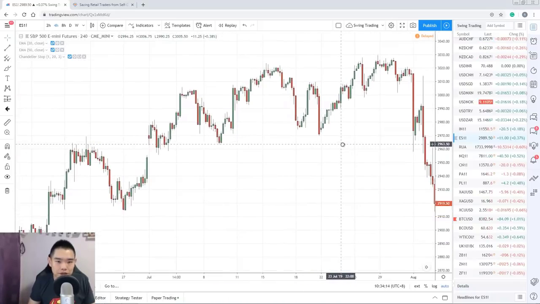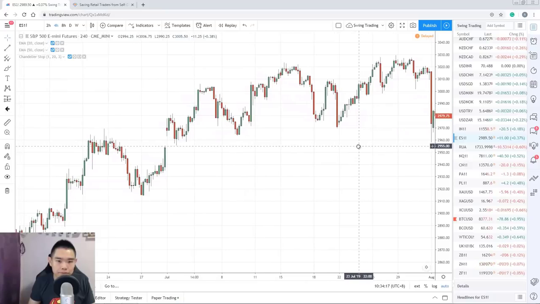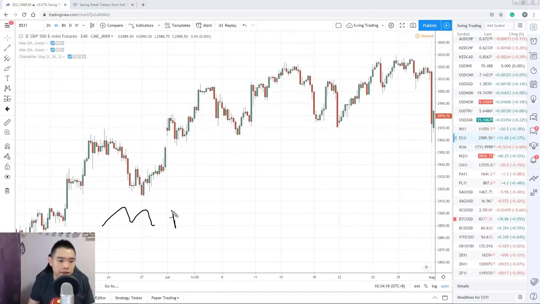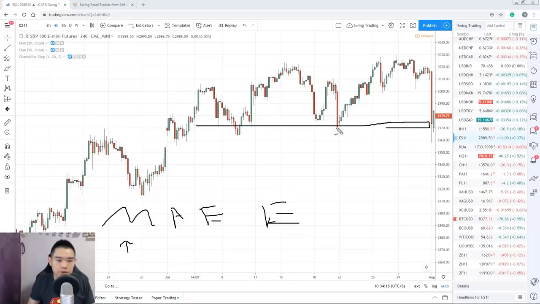Another one here. This may or may not be a winning or losing trade, but you can see again, let's talk about market structure, MAEE. Market structure is up. Area of value at this area of support, right over here. We'll just call it S.